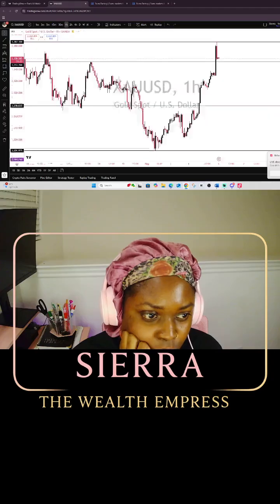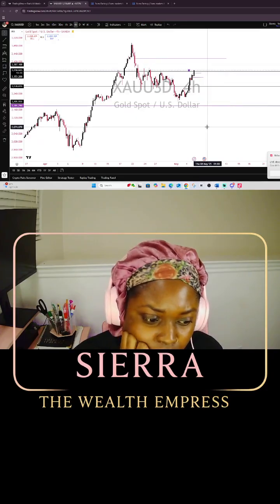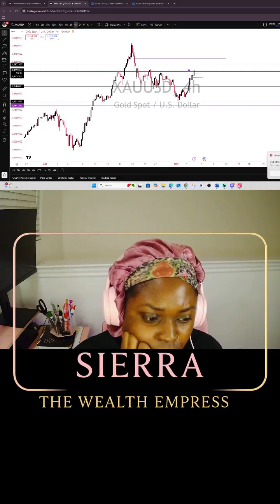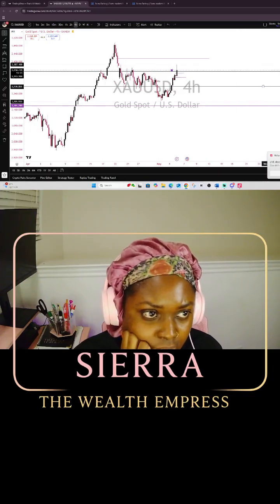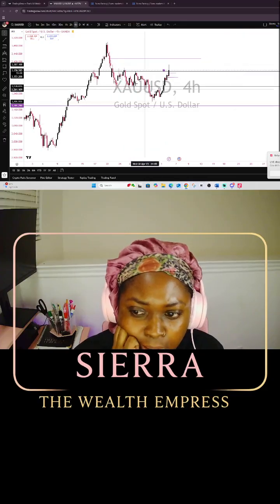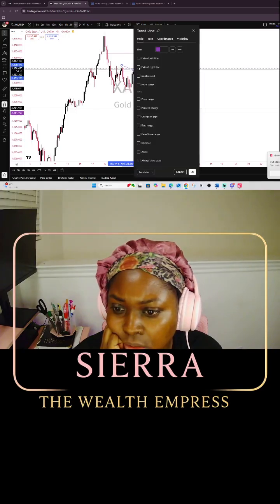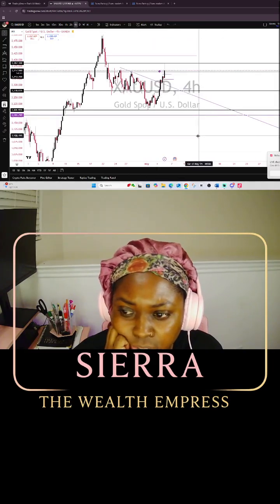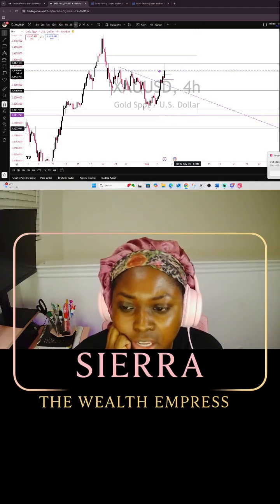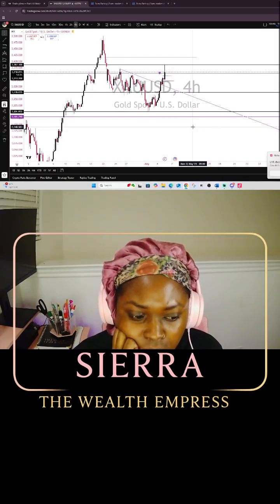Gold didn't respect what on the 4 hour time frame? You said gold on the 4 hour trend line is below it. The only trend line I see on the 4 hour is this. That's the only trend line. In order for you to have a valid trend line, you have to have 2 points of rejection. So I don't see that one.